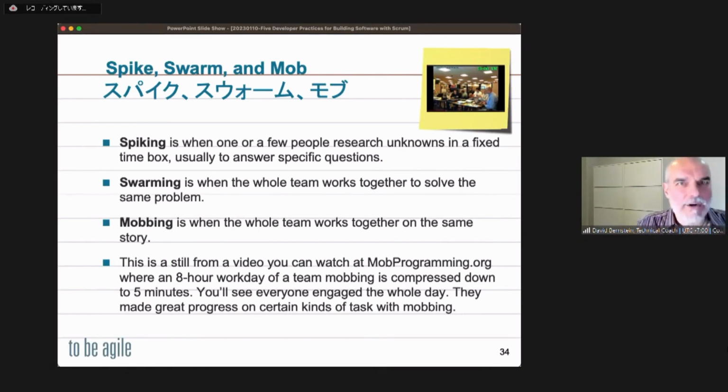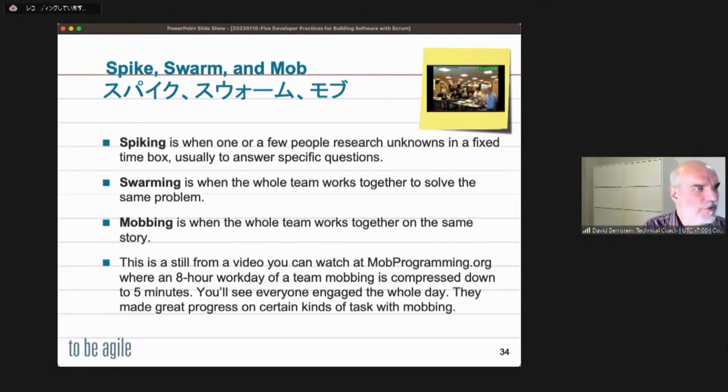It takes a little while. It's not like pairing. In pair programming, you can become efficient and effective within a couple of days. But in mob programming, it typically takes a couple hundred hours for teams to really get good at mobbing. But the benefits can be enormous.